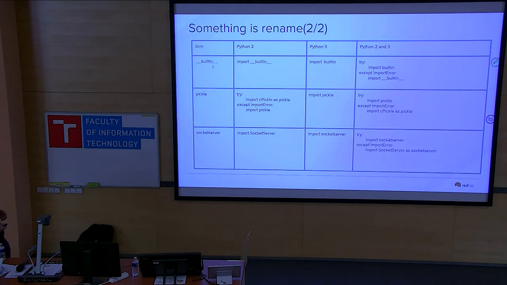Pickle. On Python 2, we have two: one is pickle, the other one is cPickle. And cPickle has better performance. But on Python 3, they only use pickle, and underlying they use some algorithm implemented in C. And SocketServer is the same, they just changed it to lowercase.